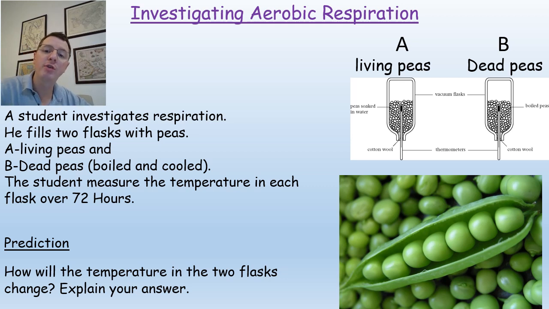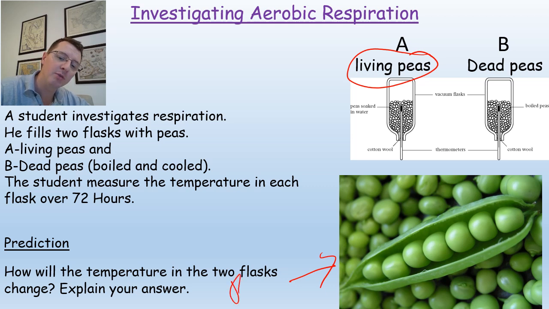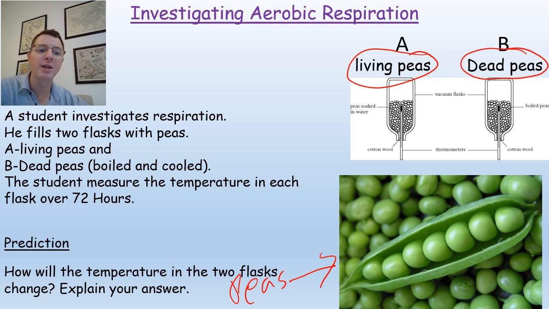And this student has filled flask A with some living peas. If you're not certain what a pea is, there's some peas here. He's then taken some of those peas and boiled them, and then he's killed those peas, let them cool back down to room temperature and put them into flask B. So flask B is full of dead peas.